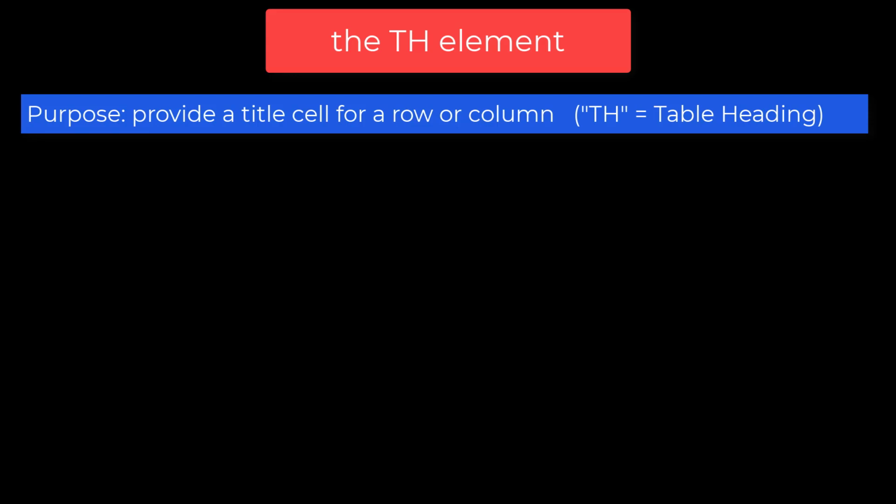The H, by the way, is for heading. The idea is that although TH and TD cells are pretty much the same, you might want to set different style attributes for TH versus TD cells.